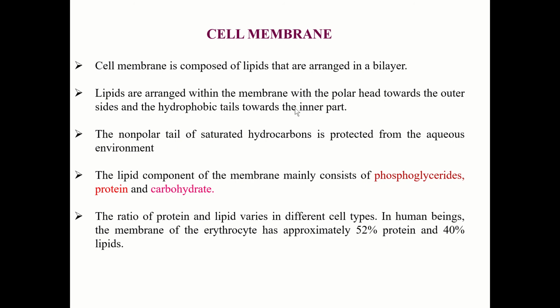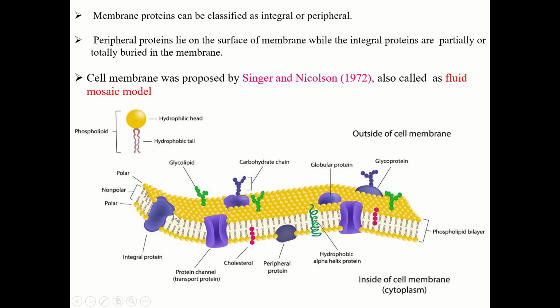Lipids are arranged within the membrane with the polar head towards the outer side and the hydrophobic tails towards the inner part. So this is the lipid bilayer, which is present on the cell membrane. These are the polar heads and these are the tails. The polar heads are on the outer side, outside of the cell membrane, and this lower side is inside of the cell membrane.